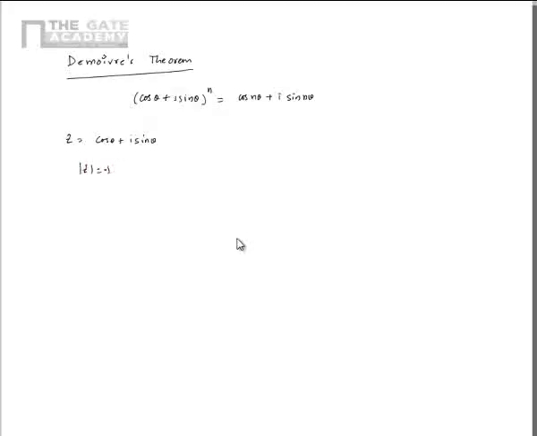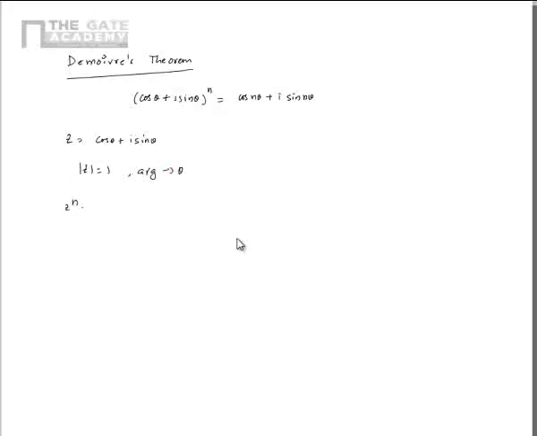Now let's come to an important theorem about complex numbers, De Moivre's theorem, which says that (cos theta plus i sin theta) whole power n is basically cos n theta plus i sin n theta. Okay, so let's do a quick proof of this. Z is say cos theta plus i sin theta. This is basically a polar representation of a complex number where modulus of z is 1 and argument is theta.